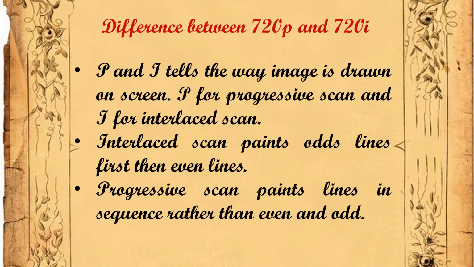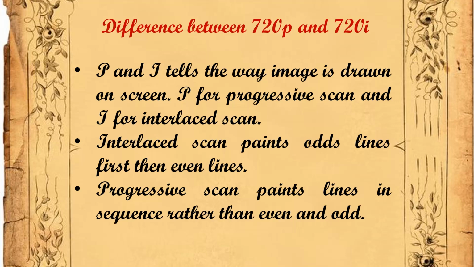720p has two parts. One is 720, which is resolution. I'm going to talk about resolution in my next video. P and I tell the way in which the image is drawn on the screen. P stands for progressive scan and I stands for interlaced scan.